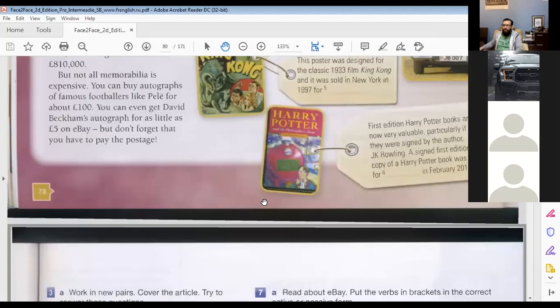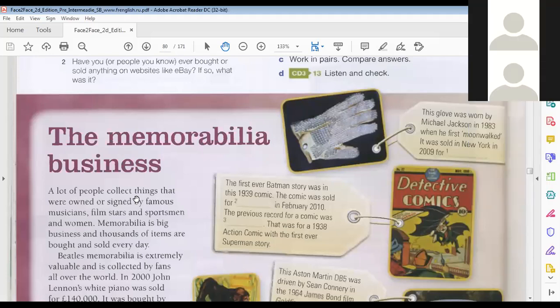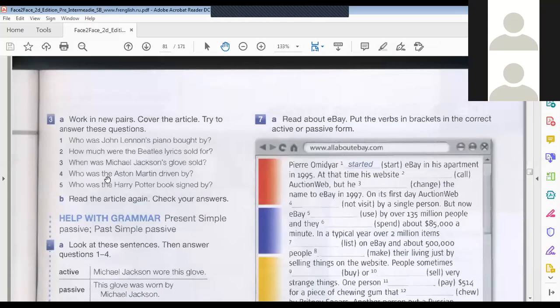When was it sold? So 2009. Yes, it was sold in 2009.